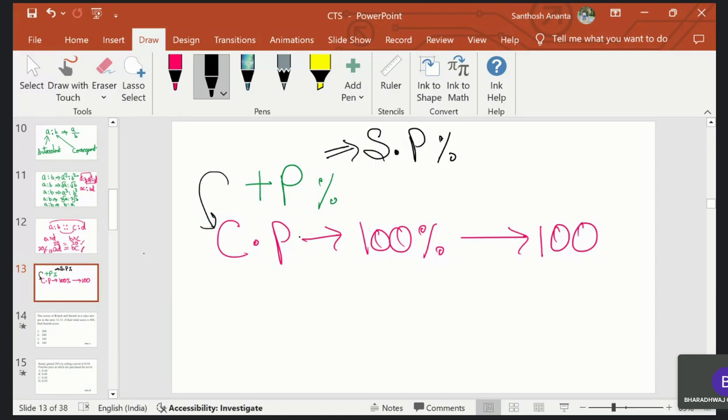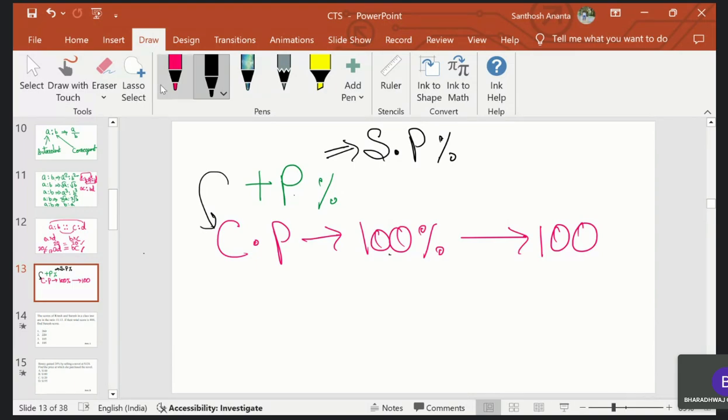Now our assumption is the cost price is 100 percent, right? They'll give you the profit percentage. If you add the profit percentage to the cost price, then you'll get the selling price percentage. In the questions they will give you the selling price value. We find the selling price percentage. Now you know the selling price percentage and the selling price value, and you can simply solve the question.